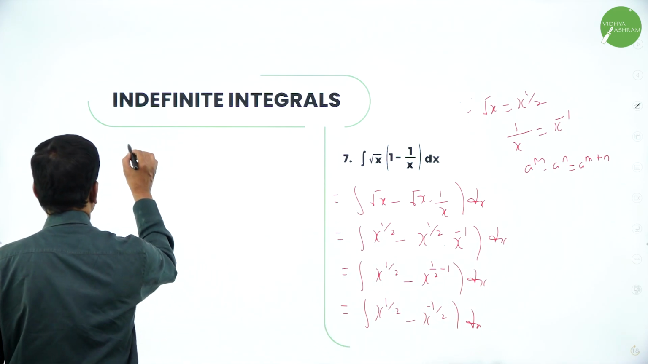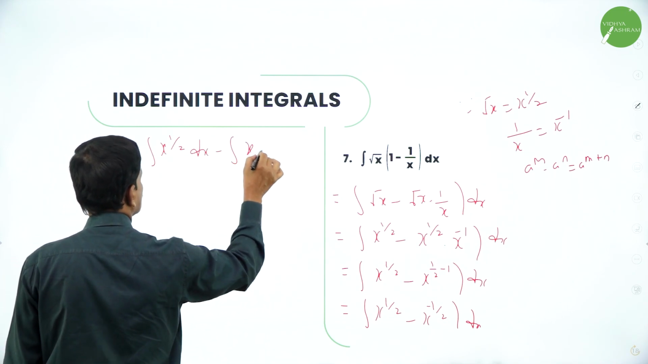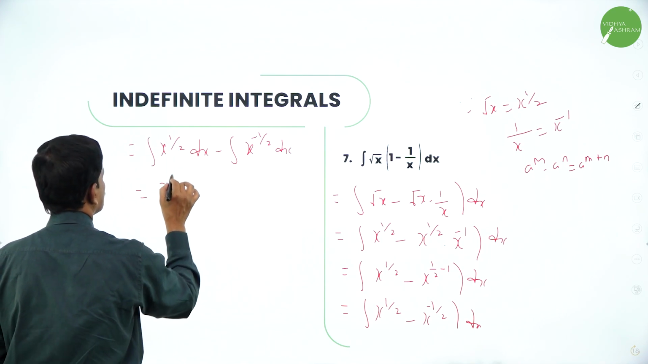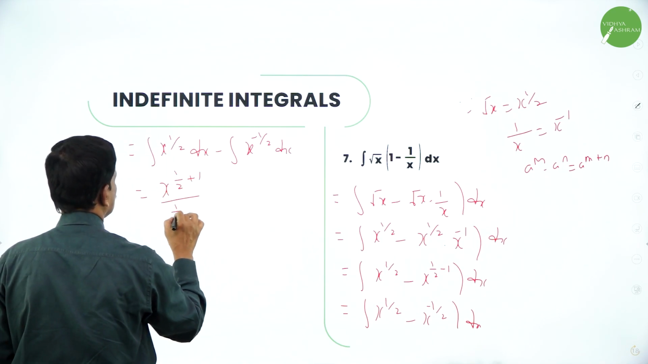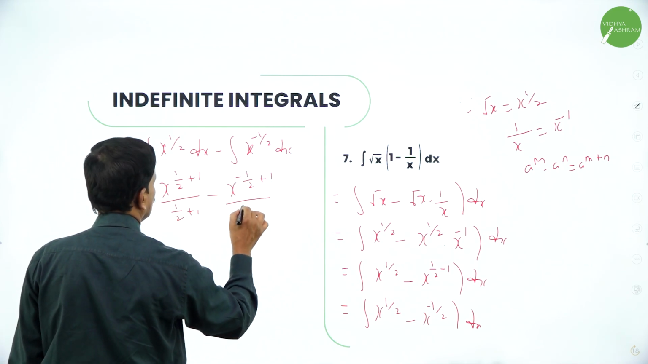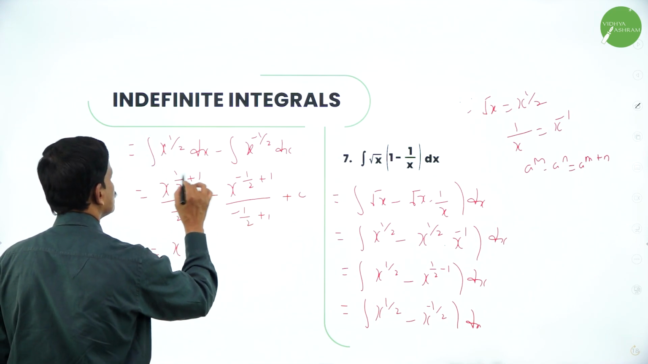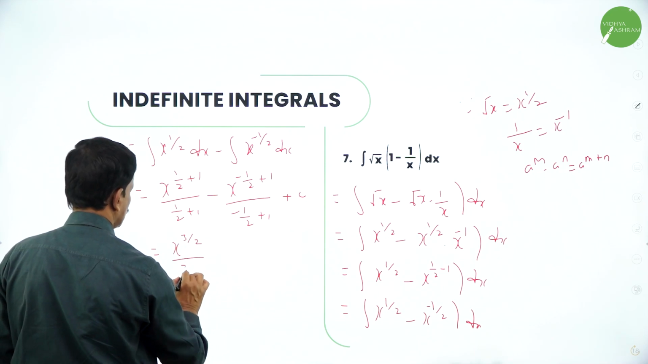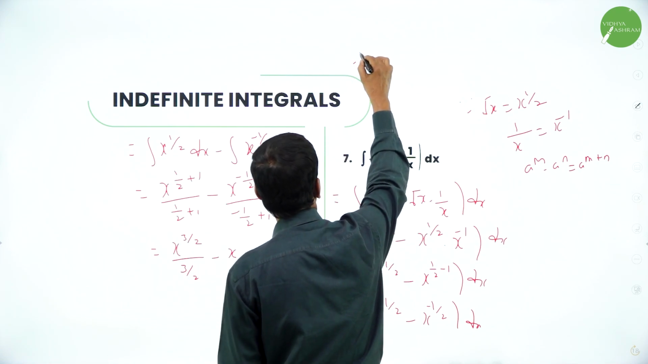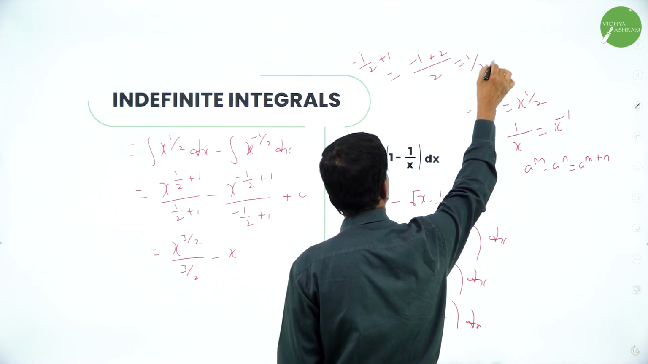Now term by term integration. So this is integral of x to the power of 1 by 2 dx minus integral of x to the power of minus 1 over x dx. So integrate it: x to the power of 1 by 2 plus 1, over 1 by 2 plus 1, minus integral of x to the power of minus 1 by 2 plus 1, divided by minus 1 by 2 plus 1, plus c. This is x to the power of 2 ones are 2 plus 1 is 3 by 2, divided by 3 by 2, minus, this can be written as minus 1 by 2 plus 1, take LCM, 2 is the LCM, minus 1 plus 2 is equal to plus 1 by 2.